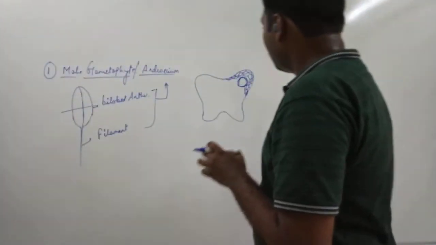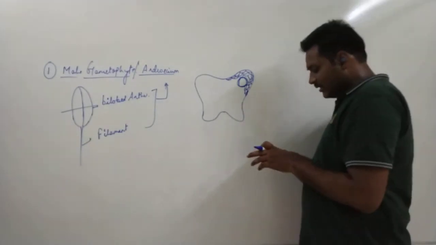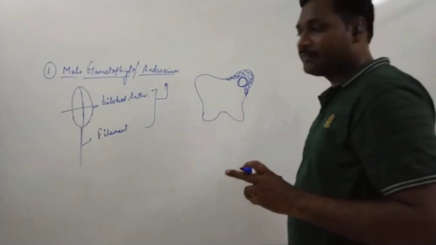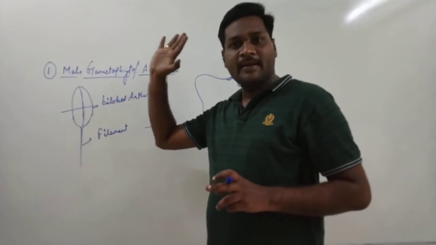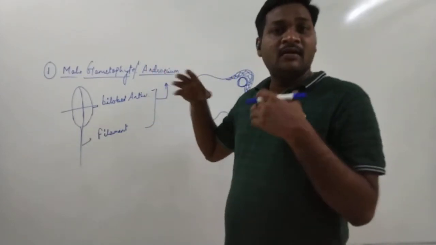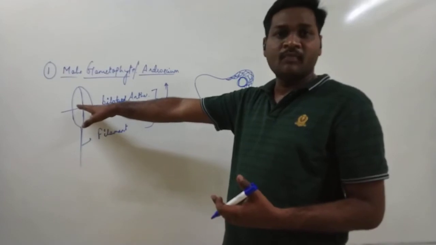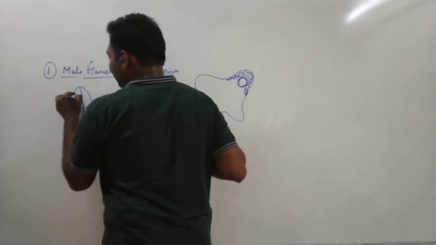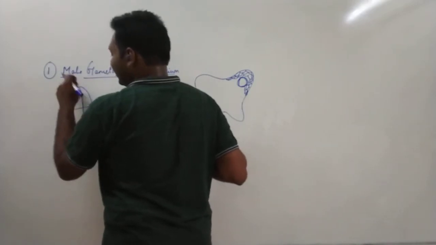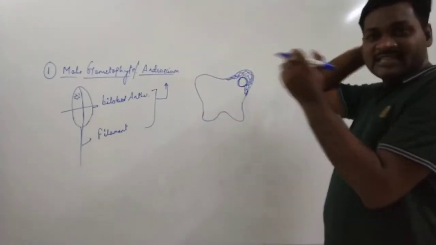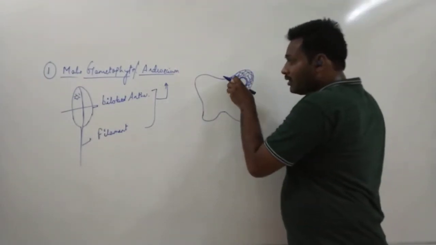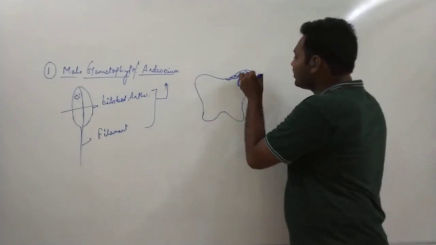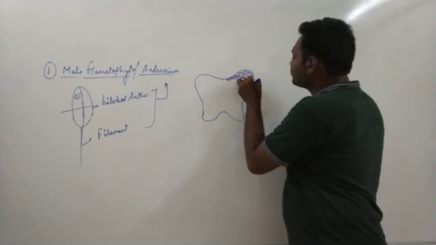Basically, this anther acts as the site for production of male gametes, right? The male gametes first get nurtured within this bilobed anther, and then they develop and come out of the anther in the form of spiny structures, and then they fall onto the stigma, right? For development they require nutrition, which is called nurturing. So how does it nurture? It is nurtured with the help of certain cells.